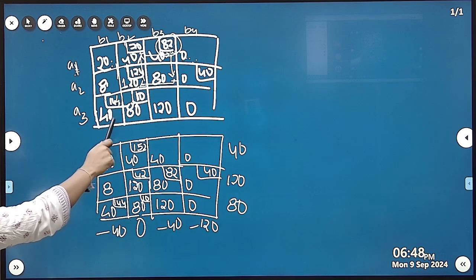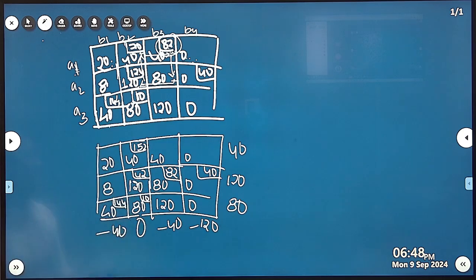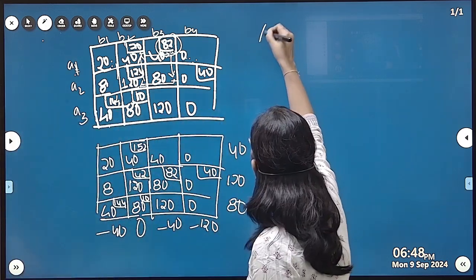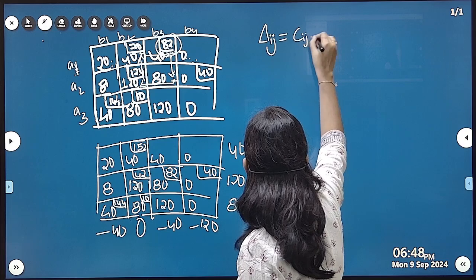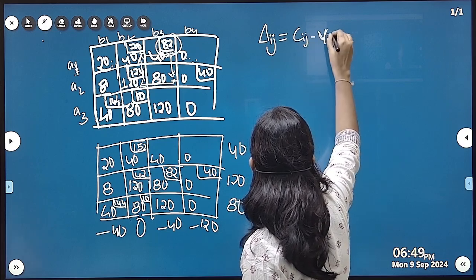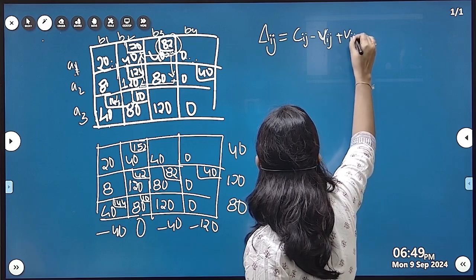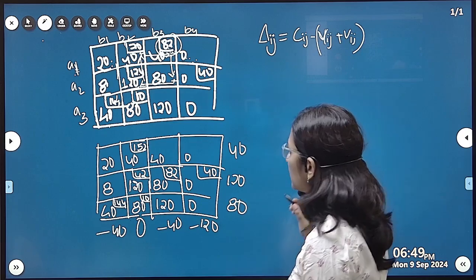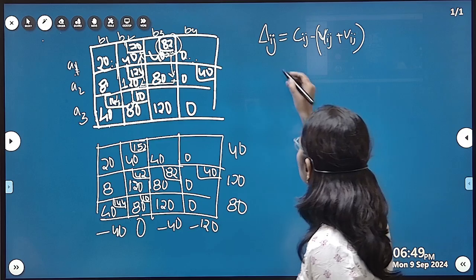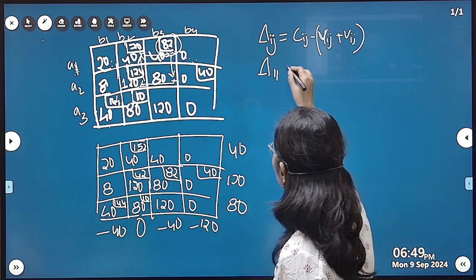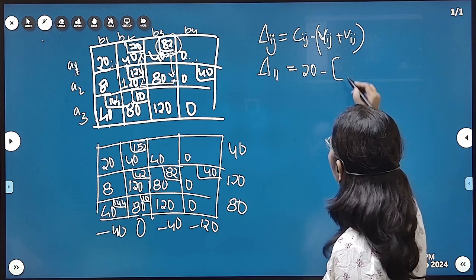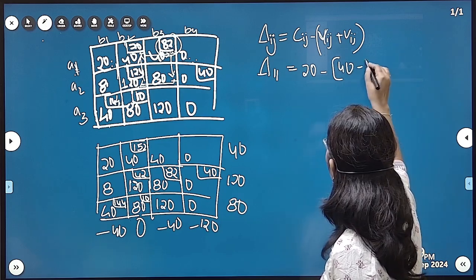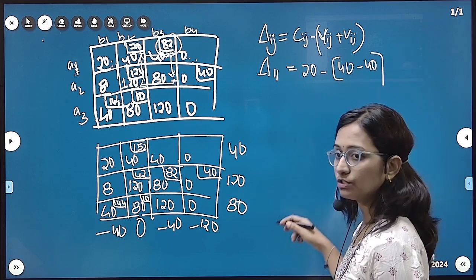Okay. We need to make the degeneracy when we are not getting the optimal solution. This is the only extra thing we need to make, then the process will be the same process we need to do. Again we need to do the delta ij values. So delta ij is equal to Cij minus Ui plus Vj. Okay. So tell me what are the unoccupied cells. Delta 11 is equal to 20 minus 40 minus 40. Okay, I am directly taking minus into plus minus.